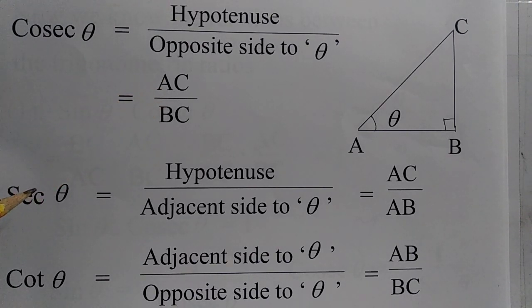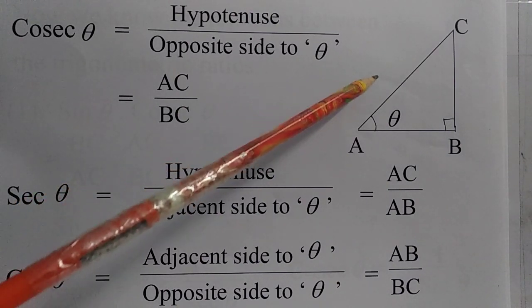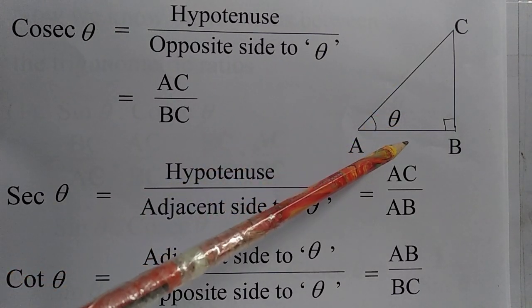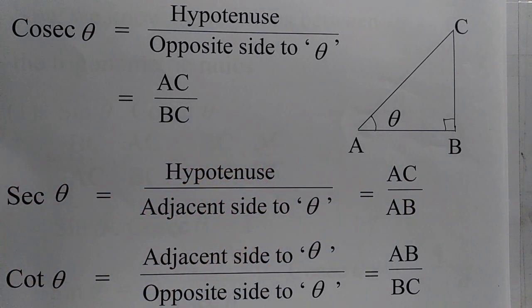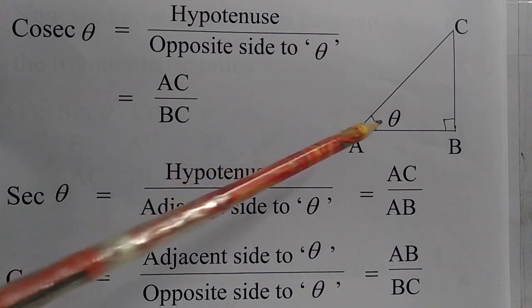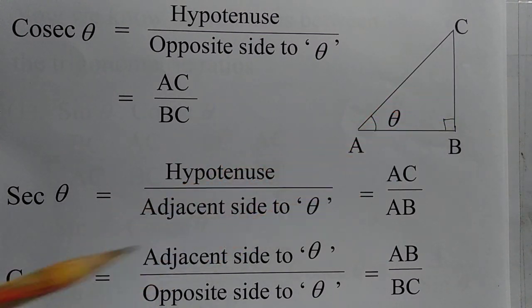Secant theta is the reciprocal of cos theta, and secant theta equal to hypotenuse by adjacent side to theta. Here hypotenuse is AC, adjacent side to theta is AB. So secant theta equal to AC by AB. Cot theta is the reciprocal of tan theta. So cot theta equal to adjacent side to theta by opposite side to theta. Here adjacent side to theta is AB and opposite side to theta is BC. So cot theta equal to AB by BC.